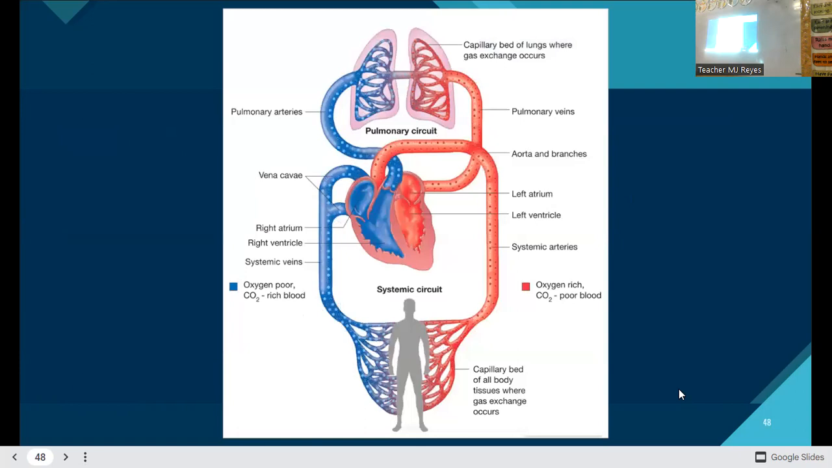Inferior vena cava. Again, the blood from the lower part of your body will actually enter the inferior vena cava. Inferior meaning lower, and the blood from the upper part of your body will actually enter the superior vena cava, or vena cavae, both entering the heart at the right atrium.